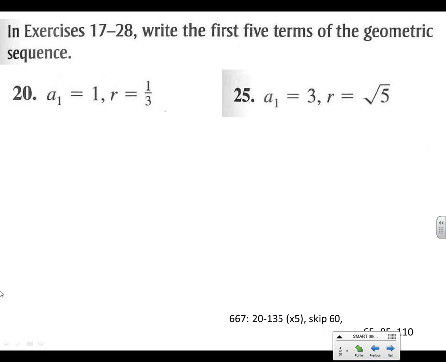All right, here we go. Homework for 9-3, even problems. Starting with problem 20, write the first 5 terms of the geometric sequence.